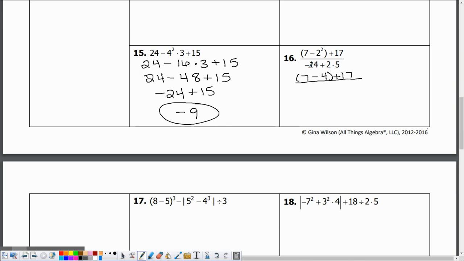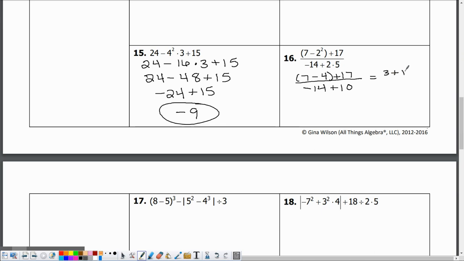And then at the bottom, I have negative 14 plus 2 times 5. 2 times 5 would come first. So I have negative 14 plus 10. Okay, so now I'm going to go ahead and keep going and do my next step, which would be 7 minus 4. And 7 minus 4 is 3.